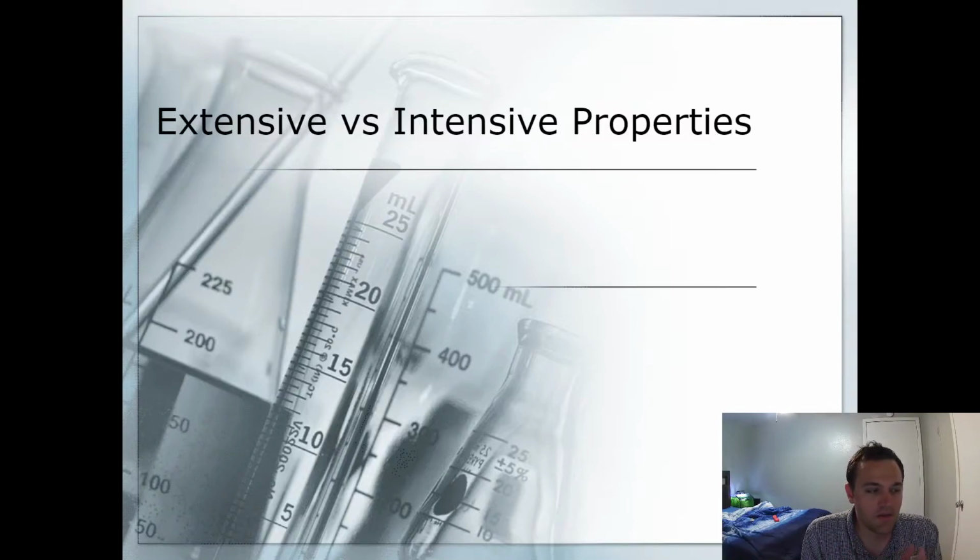Alright, we talked yesterday about physical and chemical properties and physical and chemical changes, and comparing and contrasting the two of those. Today we have another distinction of different types of properties that you'll need to know, and that is extensive versus intensive properties. These aren't mutually exclusive with physical and chemical properties. You can have physical properties that are extensive or intensive, right? It's just another classification.